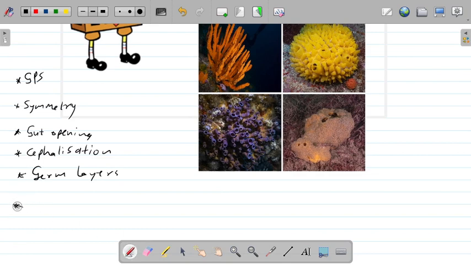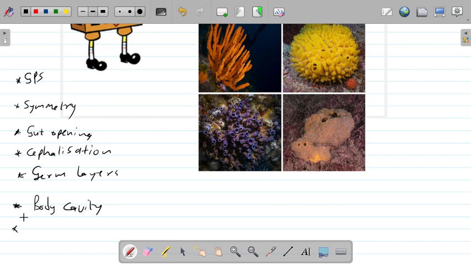And then, what else? Body plans, body cavity. We're going to be looking at the body cavity. Does it have a coelom or not? Is it a coelomate, acoelomate, stuff like that?